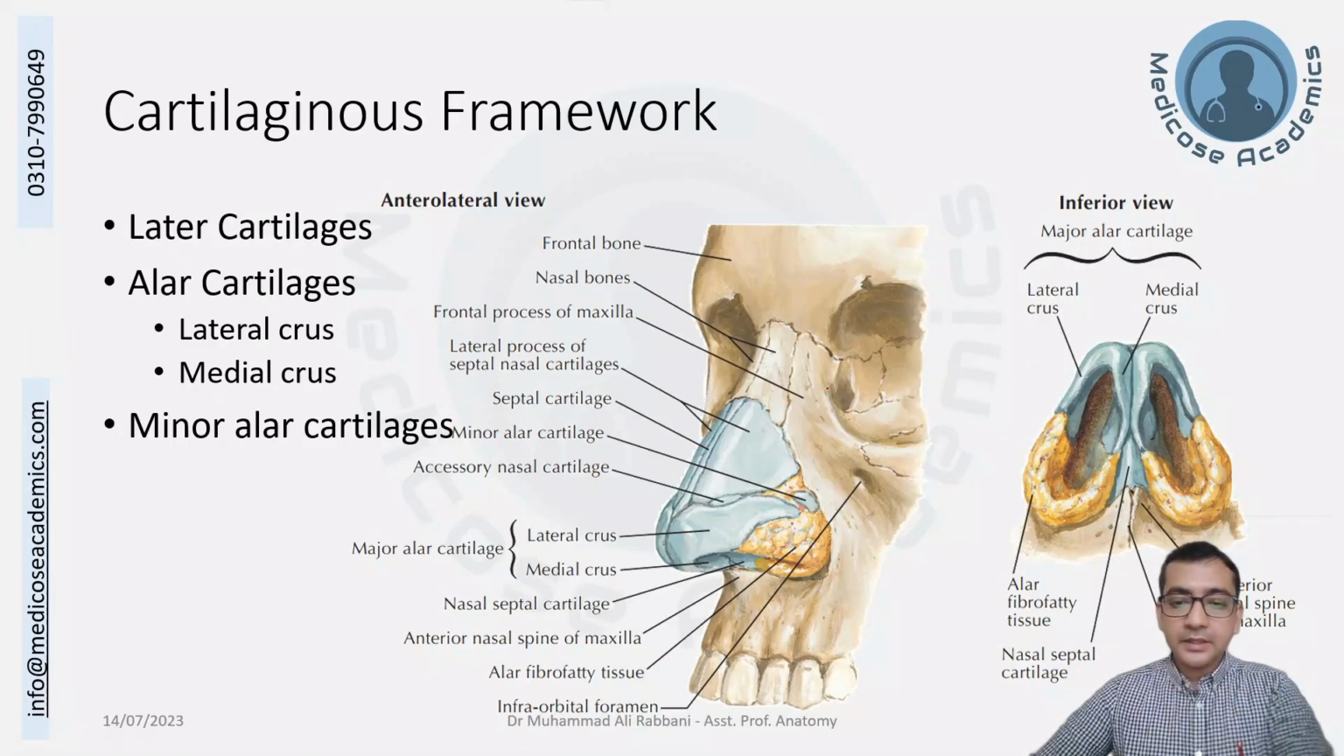Apart from that, there are minor cartilages. They are present in different places. They may be present in the ala, and there is usually a constant one present between the lateral and the alar cartilages. So this is the whole osteocartilaginous framework.